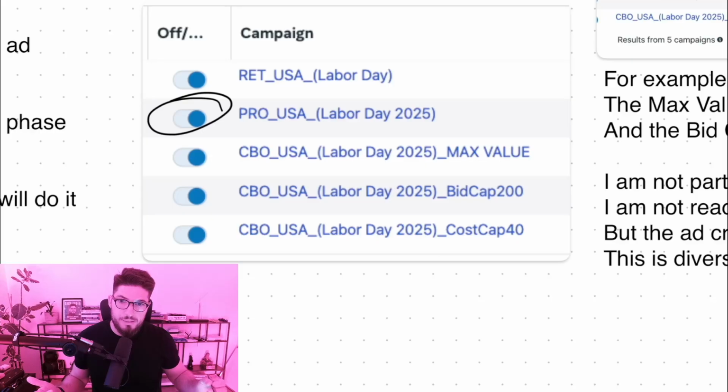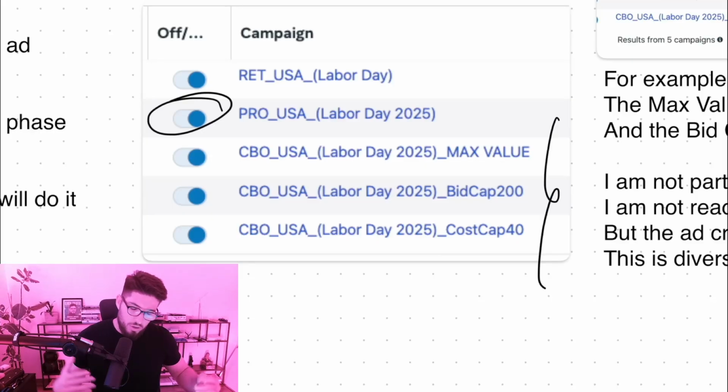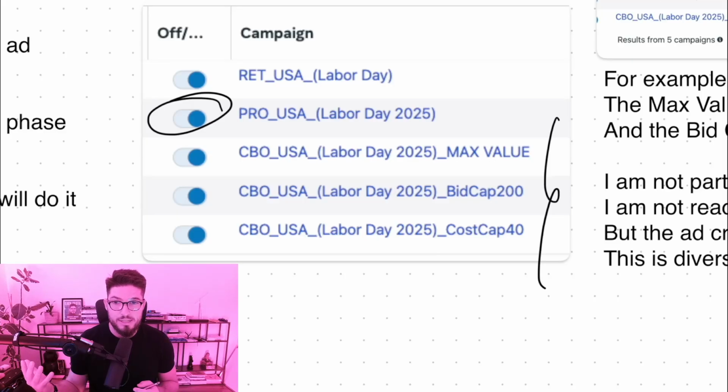Why do I have 3 CBOs? Long story short, this is a very short campaign that I need to scale very fast. But I don't know who's going to work best, because I don't know how competitive the auction is going to get. Labor Day, a lot of brands advertising. A lot of brands are back from the holidays. So beginning of September, they're going to come back and they're going to increase the budgets. I'm talking about the Coca-Colas, the BMWs, etc.